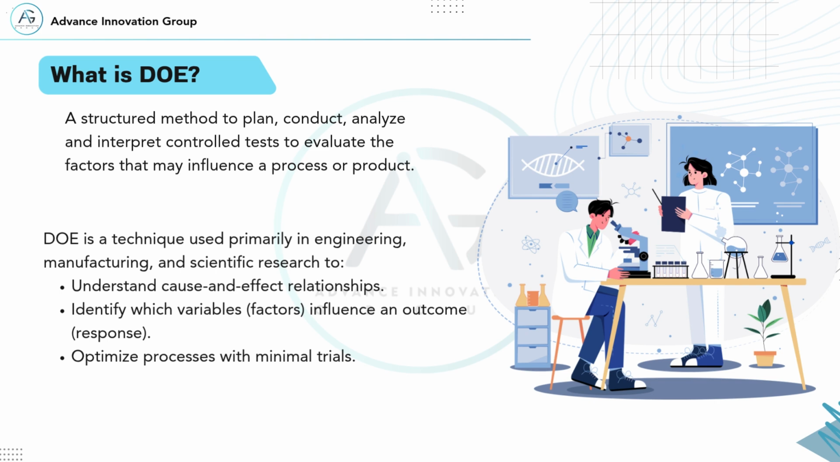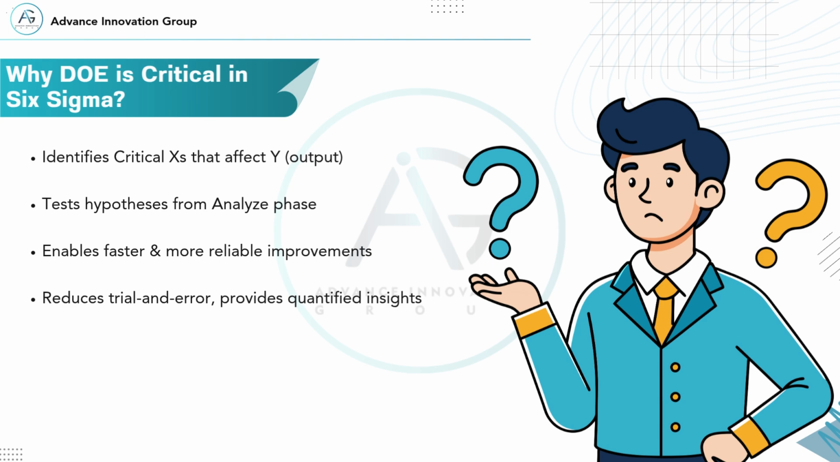This leads to better decision-making, higher quality, and reduced waste. In Six Sigma, design of experiments, DOE, plays a vital role, especially in the improve phase of the DMAIC methodology. First, DOE helps us identify the critical X's. These are the key input variables that significantly affect the Y, or the process output. Understanding these relationships is essential to improving performance.